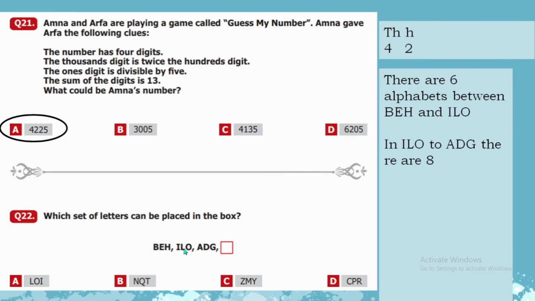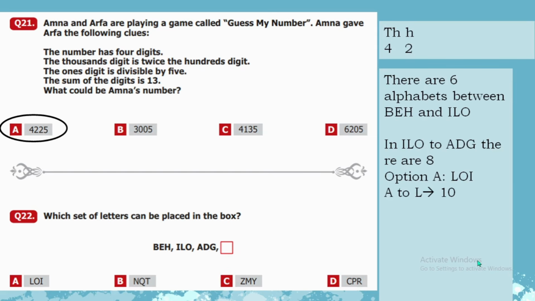If we compare how many alphabets are between I, L, O and A, D, G, there are 8 alphabets. Like from I to A, L to D, and O to G, there are 8 alphabets. Now we will compare A, D, G and our first option L, O, I.